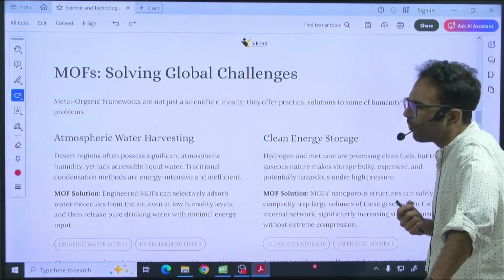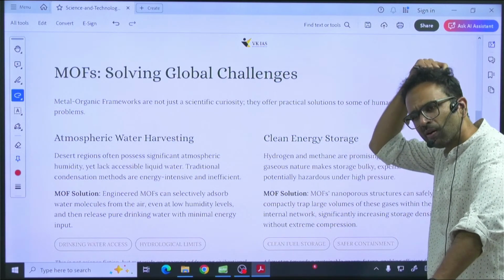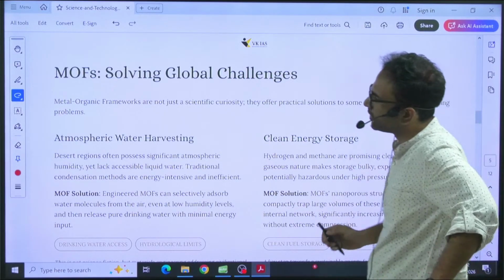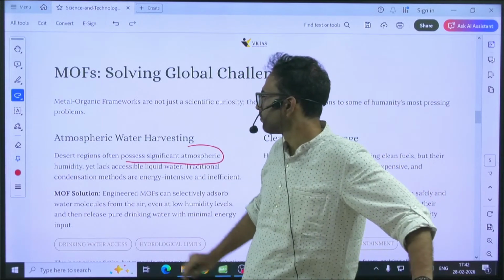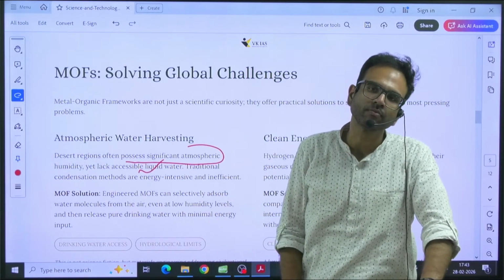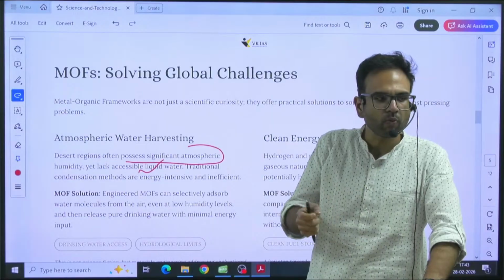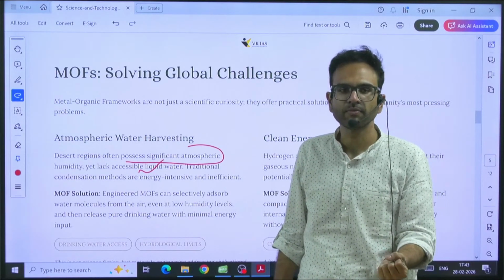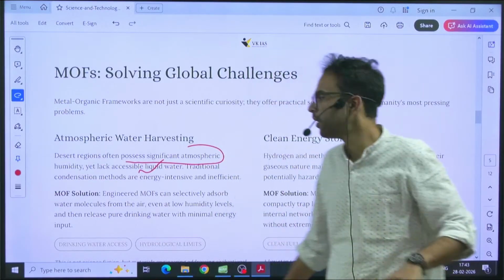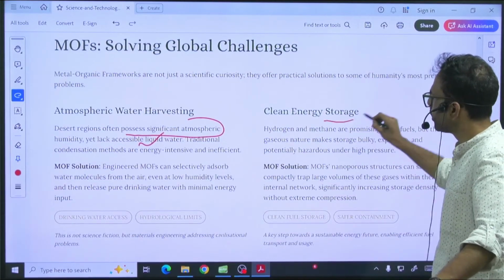Atmospheric water harvesting. What do you mean by this? Take a look at this. Desert regions often possess significant atmospheric humidity, but you don't have water there. Using this technology, you can give water. So it's like saying that I can produce water out of thin air. Literally now. Next up, clean energy storage.